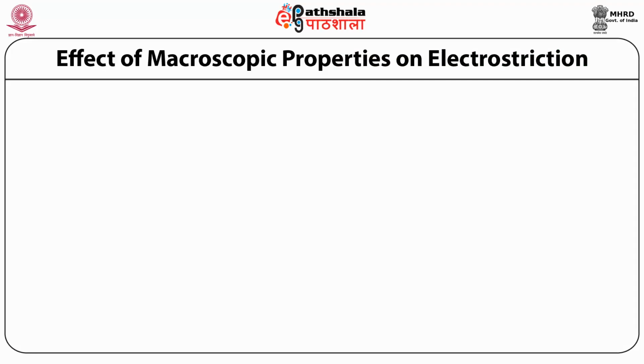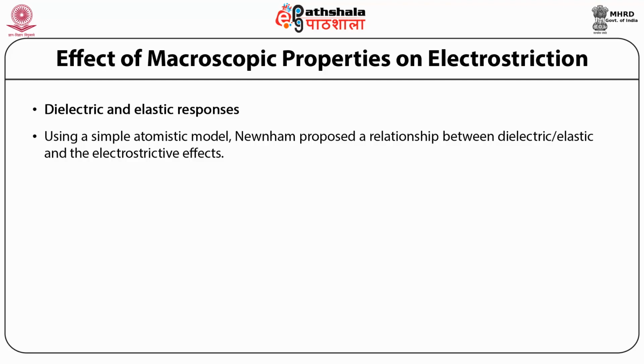The effect of macroscopic properties on electrostriction. While considering the macroscopic properties, we take into account two important properties. First is the dielectric and elastic responses, and second is the thermal expansion. Using a simple atomistic model, Newnham proposed a relationship between the dielectric, elastic, and the electrostrictive effect.